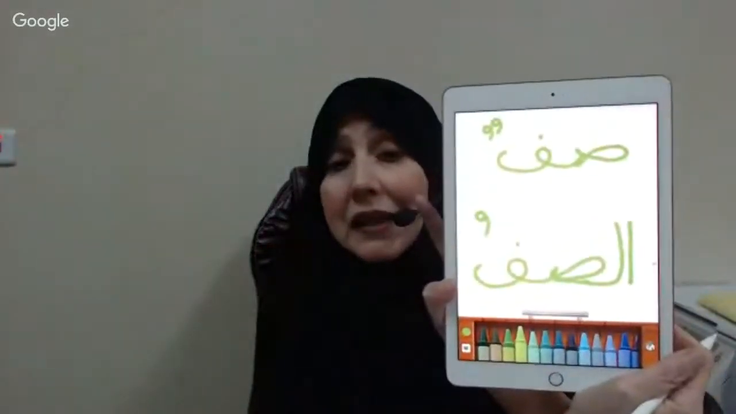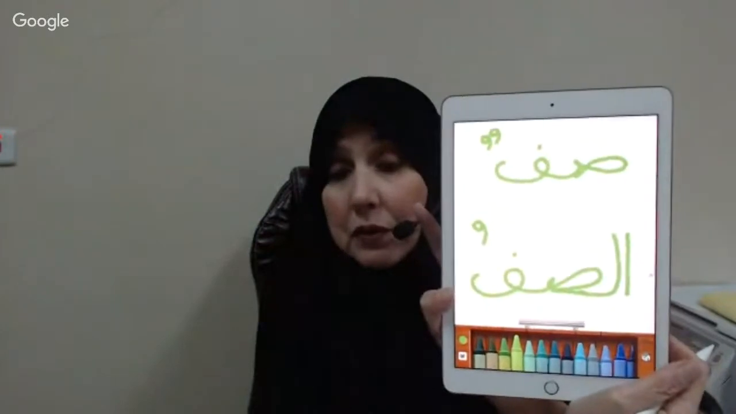Next, saf. Saf means class. If you want to say a class, we say safun. Safun, a class. The class, we add alif lam to the beginning, then sad and fa, but one vowel marker this time. Okay? And it's as-safu, the class.